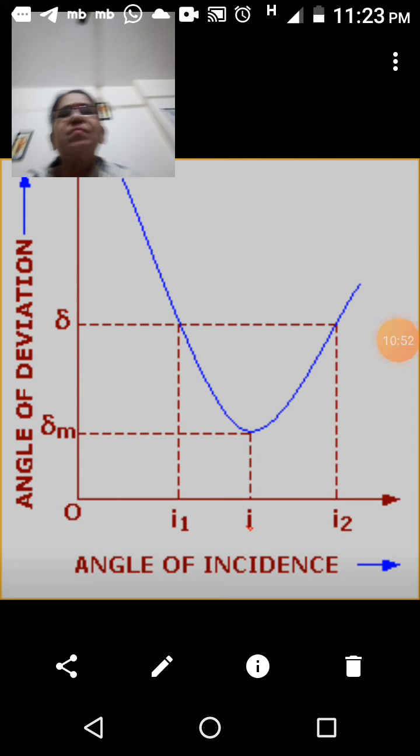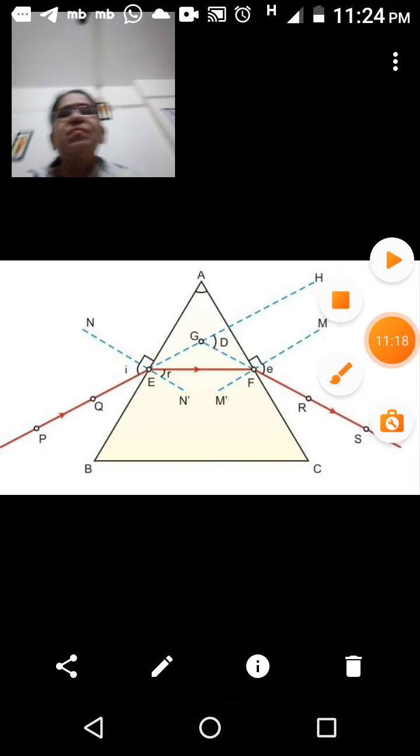As you can see in the figure here, except for delta m, all the other values of angle of deviation delta have two angles of incidence, out of which one is the angle of incidence while the other is the angle of emergence. But if the angle of deviation corresponds to delta m, the angle of minimum deviation, it has only one angle of incidence. You have to remember, if I is equal to E, then delta is equal to delta m, and the refracted ray EF runs parallel to the base of the prism.